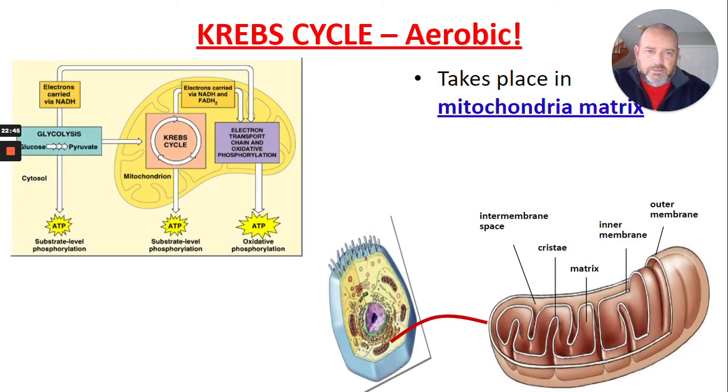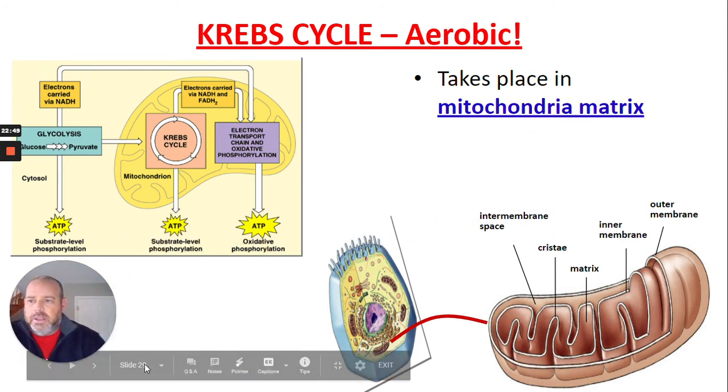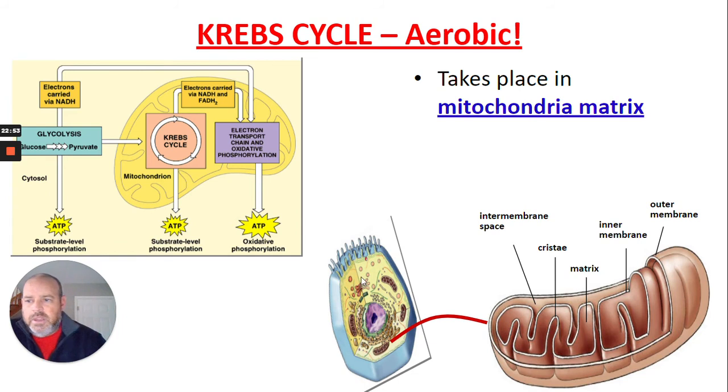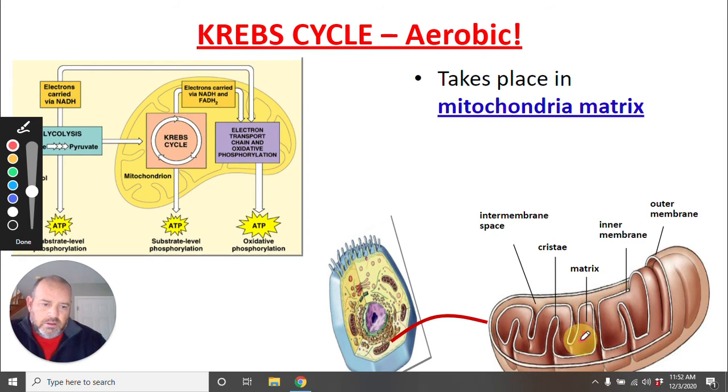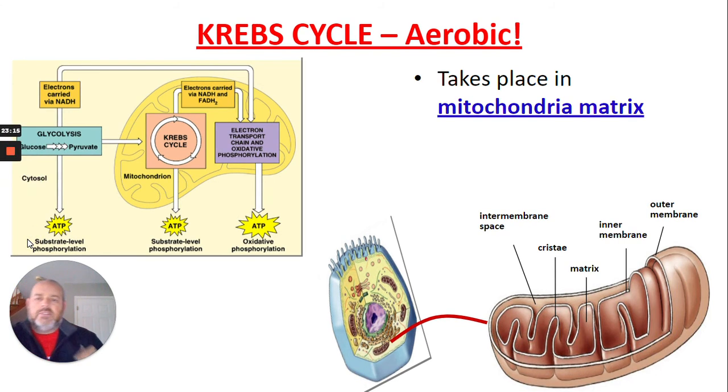So the Krebs cycle is going to take place in the mitochondrial matrix, and again, there's our picture over there, and the matrix is the inside. The matrix is all this space in here, okay? That's the matrix. And then the cristae is the actual membrane that is really curvy in there. That's the membrane in there.